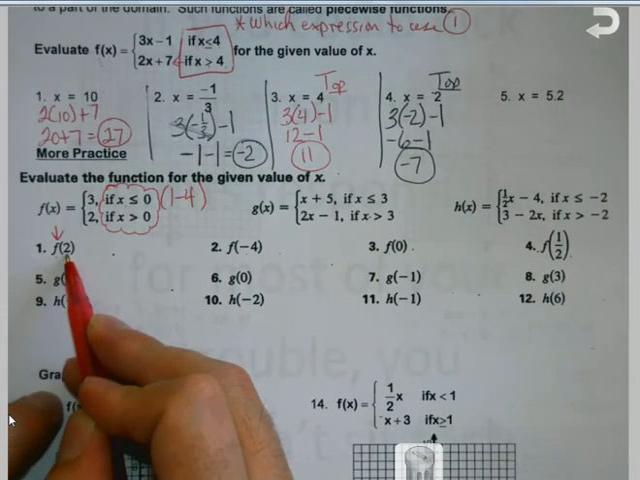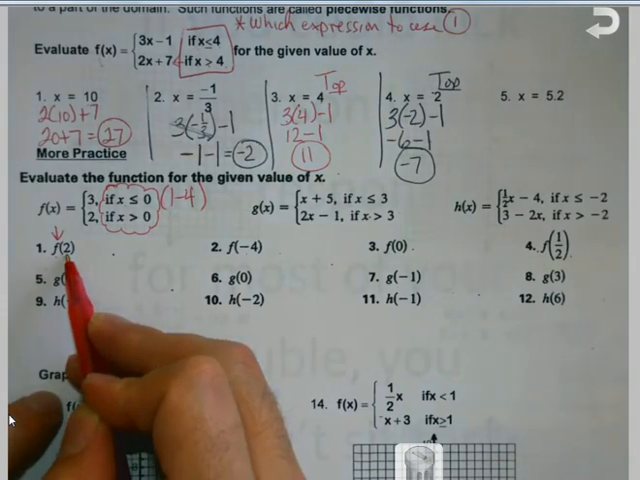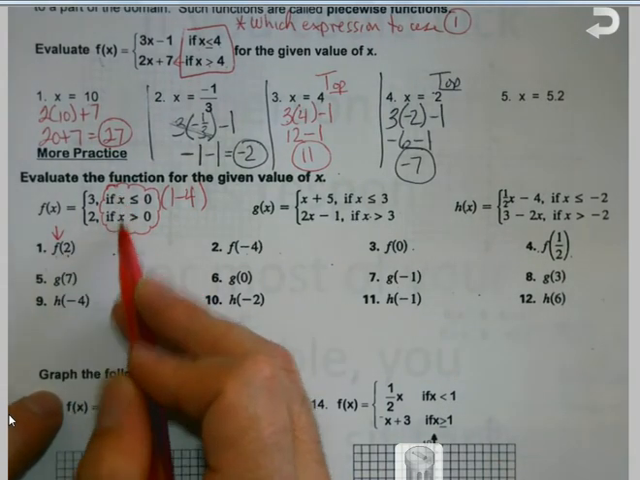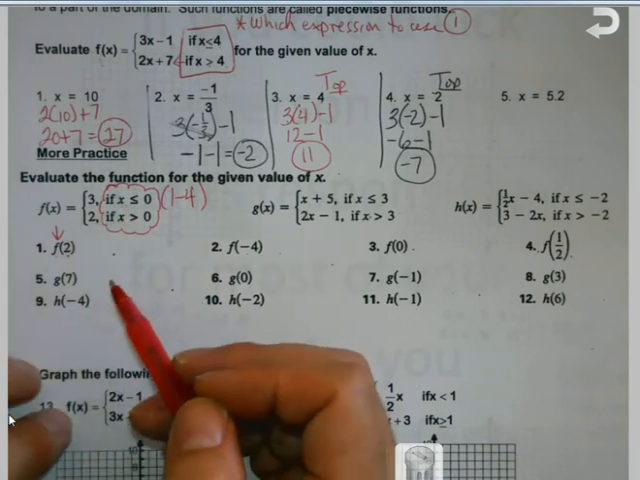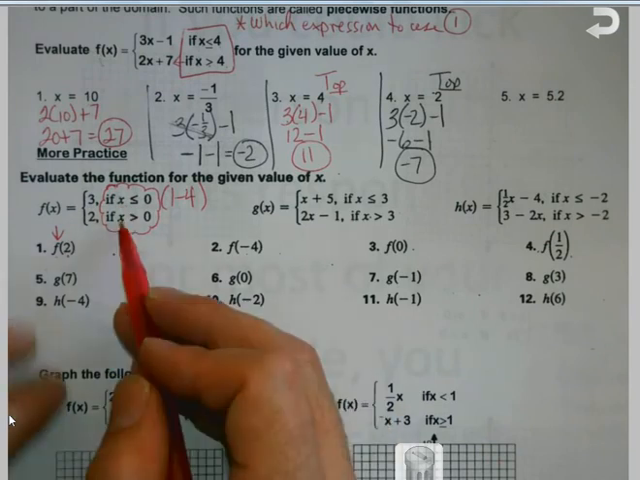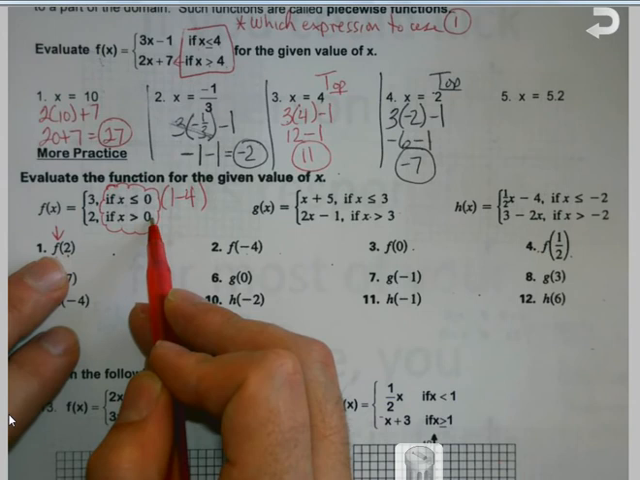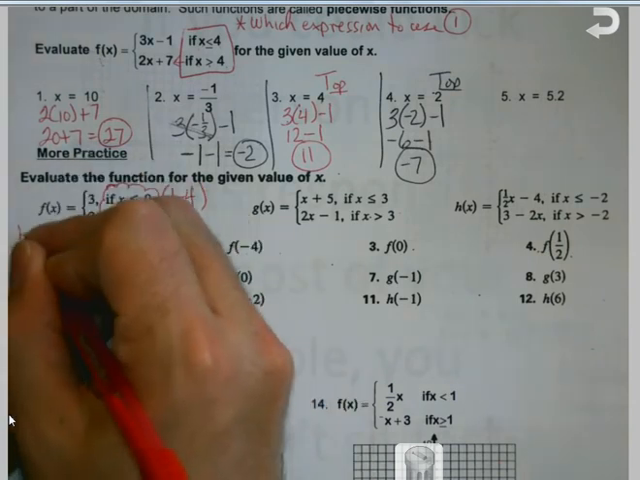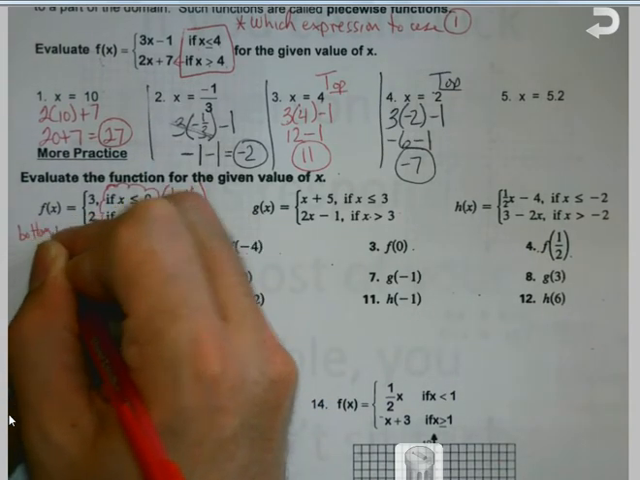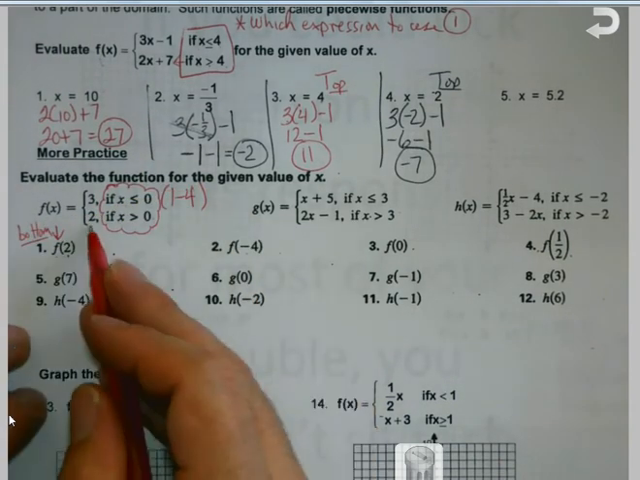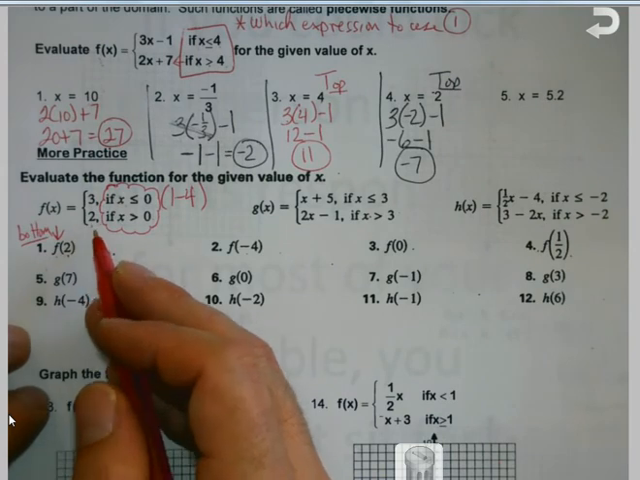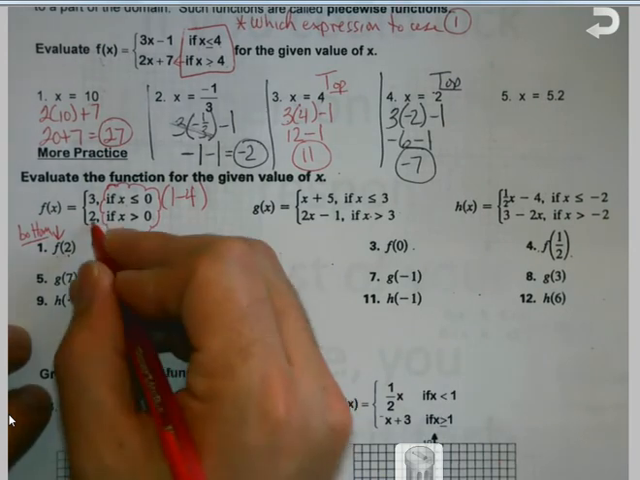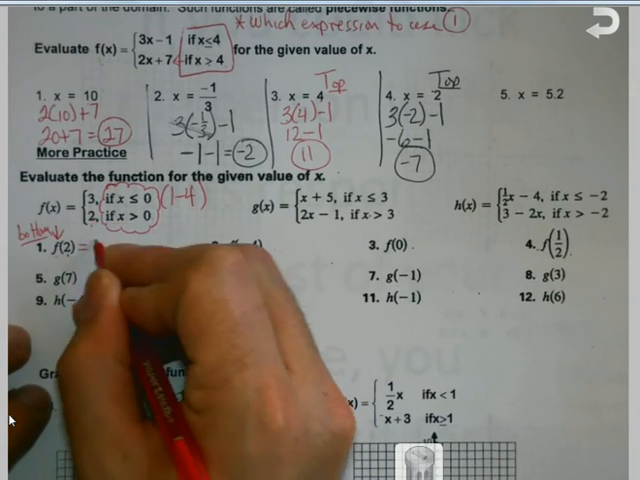If I plug 2 in, the number in parentheses, for x, which one does it fit into properly? The bottom one, because 2 is greater than 0. Okay? So I'm going to use the one on the bottom. And you're like, well, wait a minute. There's nowhere to plug a number. It's just 2. Do I do 2 times 2? No. There's no place to put x. You just write what you see.